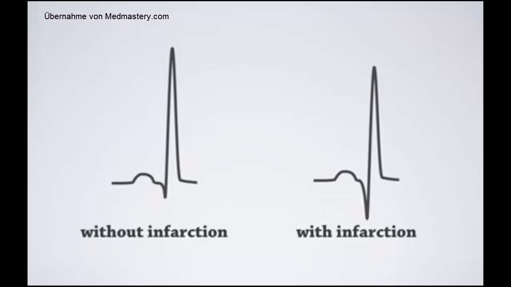So here are the two settings side by side. Small Q wave without infarction and large Q wave with infarction. These dotted lines clearly show that the R wave amplitude has diminished from the pre-infarction period to the post-infarction period, and the initial small Q wave got a lot deeper.